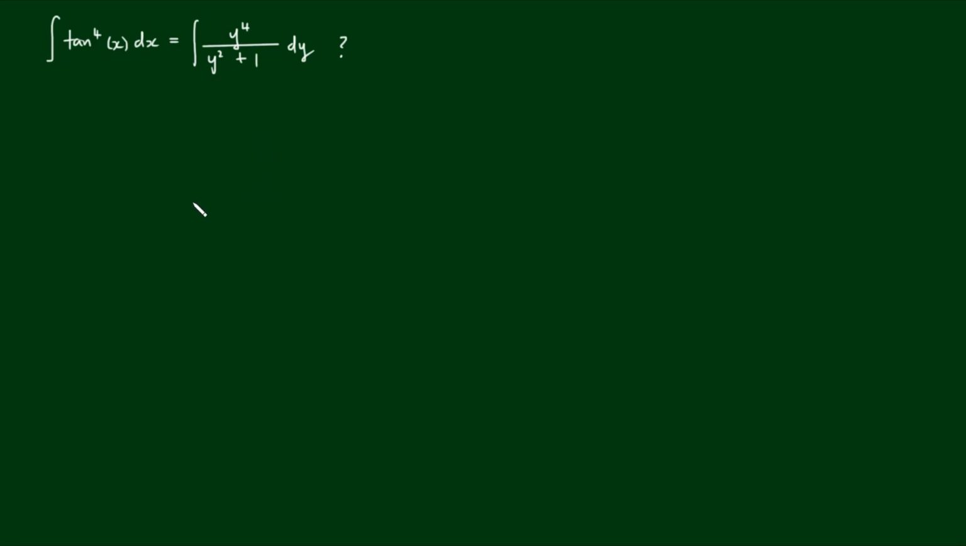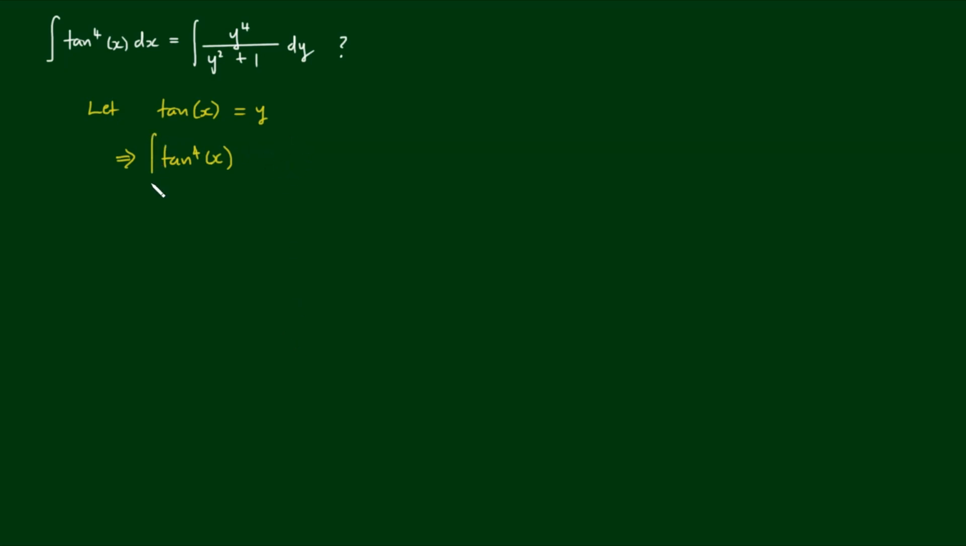So instead of going through a mechanical process like using a reduction formula, let's try and see if we can change the variable completely. And to do that, I'm going to let the tangent of x equal y. So that means tangent to the fourth power of x is equal to y to the fourth power.